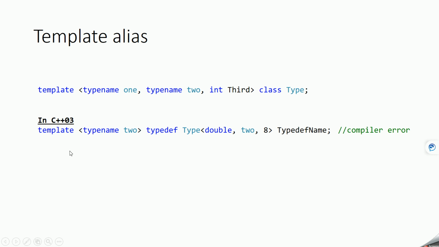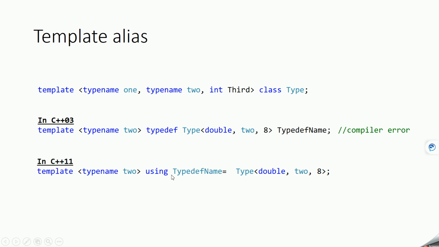Okay, so now in C++11, by using this alias name concept with the help of the using keyword, we can create an alias name for a template type. So first you give the keyword using and then the name of the alternate name, that is the alias name, and the type for which you want to create the alternate or alias name. So you can create an alias name for a template type in C++11, which was not possible in C++03.